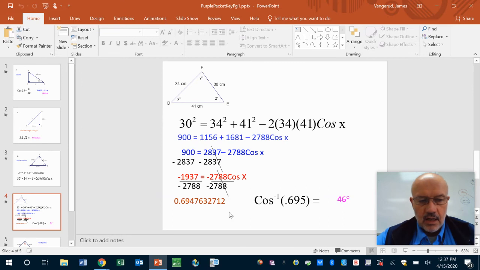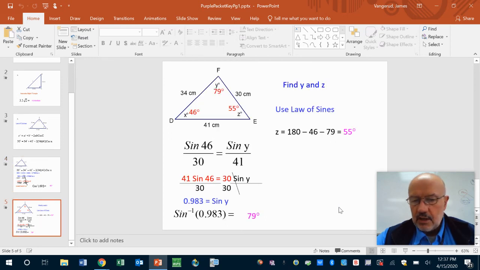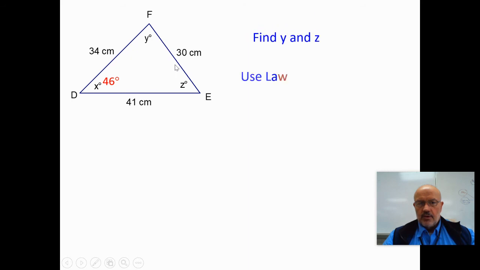Those are the first three. So at least we're partly done. Now we have to get to the next one. So we got 46 degrees here. And now we want to find y next. Since we could use law of cosines again, but since we now have an angle measure, we can also use law of sines. So we're going to find y using law of sines.